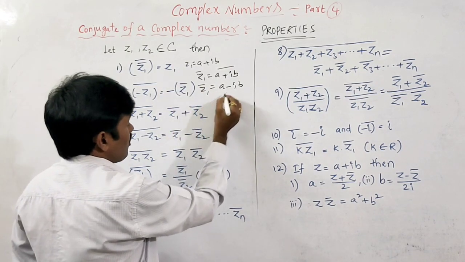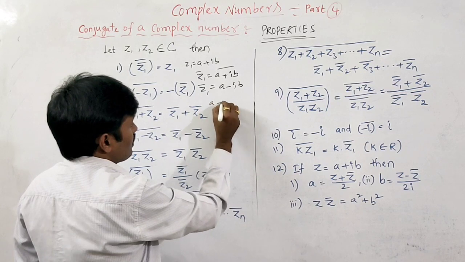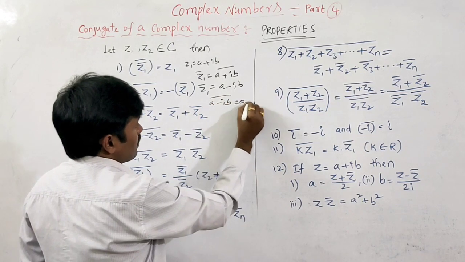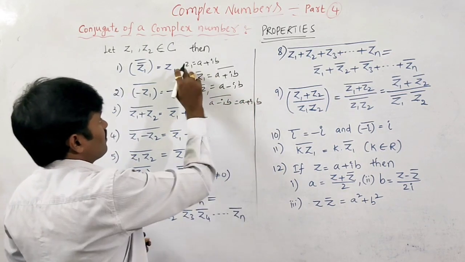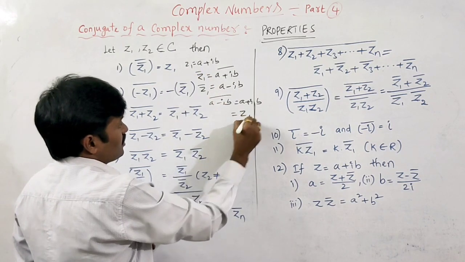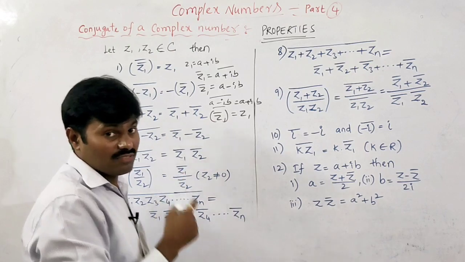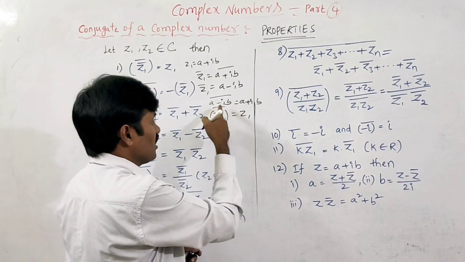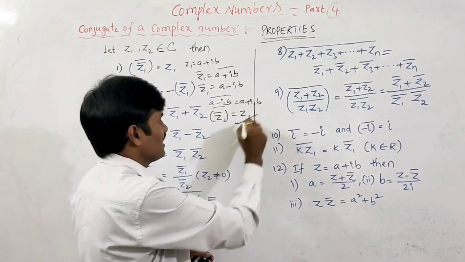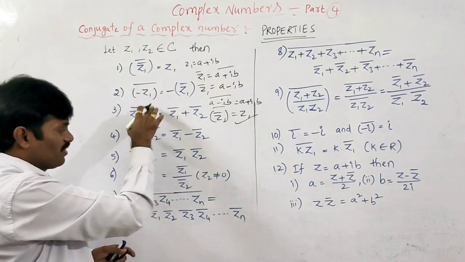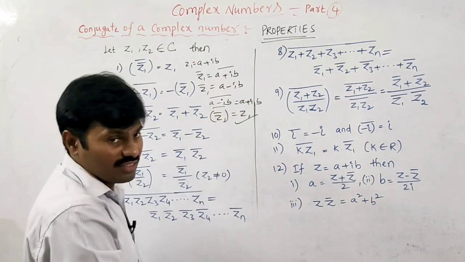Again, if you take the conjugate of a minus ib, we get a plus ib. Is it a plus ib? Again, we can write it as z1, so that the conjugate of z1 is z1 itself. Like this, we can take examples and prove all these properties.